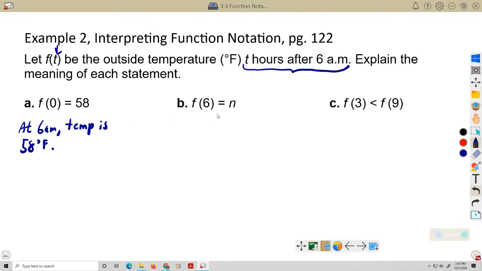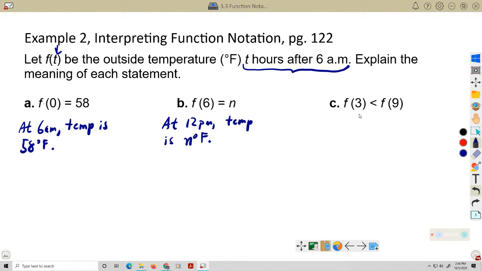The second one, oh, look, they put some variable in here. That's weird. But it's 6 hours after 6 a.m., so at 12 p.m., or noon, or however you want to say it, the temp is n degrees. We don't know. All we know is that it's n degrees Fahrenheit. Look at this, thinking all algebraically, just swapping back and forth from ideas and numbers and letters. Oh, look at us.